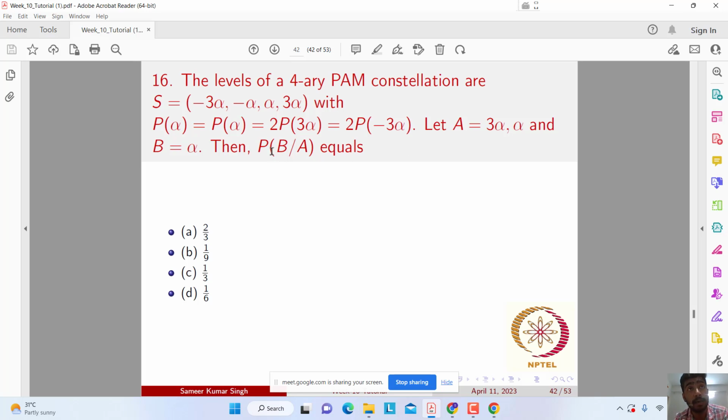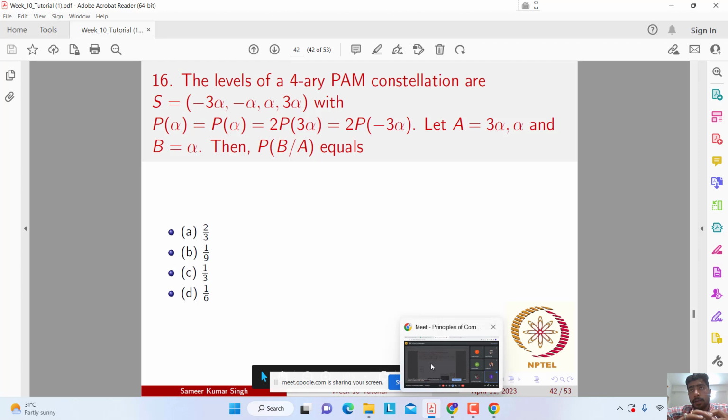So we have to calculate the probability of B when A is given. It will be P of the intersection of B and A upon P(A). We will wait. Okay, is anyone trying this question?